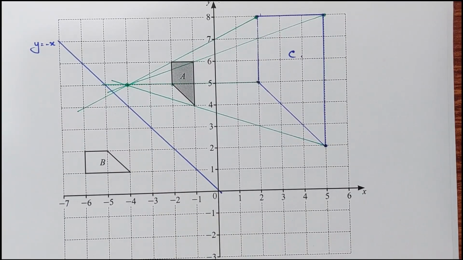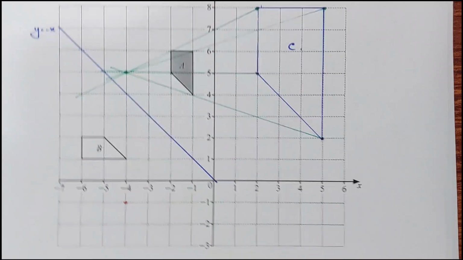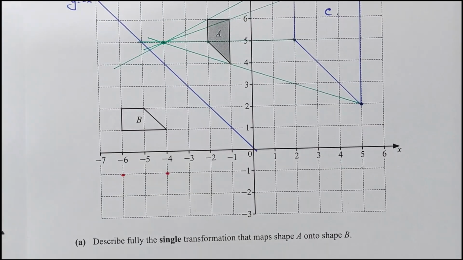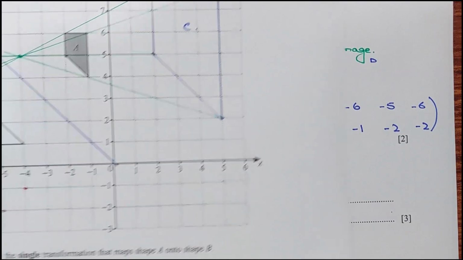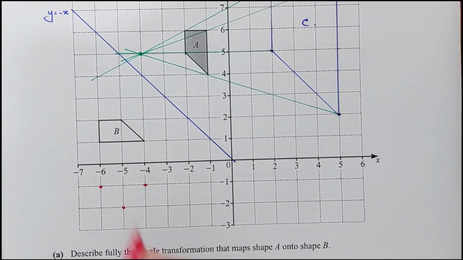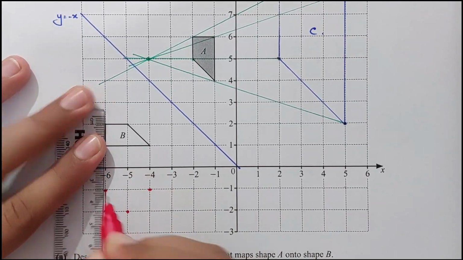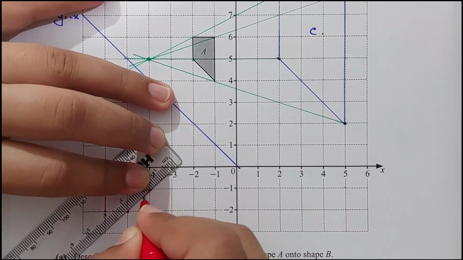(-4, -1). Let me draw this. X is -4 and Y is -1, this point. Okay, (-6, -1), then (-5, -2), and (-6, -2). Okay, let me draw this shape on the grid. This is the shape D.